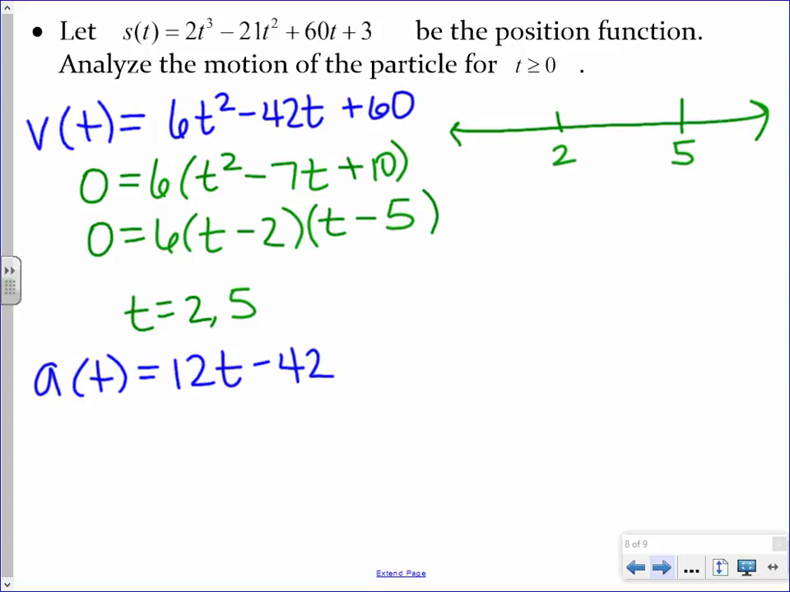Okay, so less than 2. If I plug in a number less than 2, is that going to make our velocity positive or negative? Positive. If we plug in 0, we get a positive velocity. That would be about the easiest one to plug in, right? Okay. How about between 2 and 5? If we plug in like 3, are we going to get a positive or negative velocity? And what about above 5? If we plug in 6, positive or negative velocity?